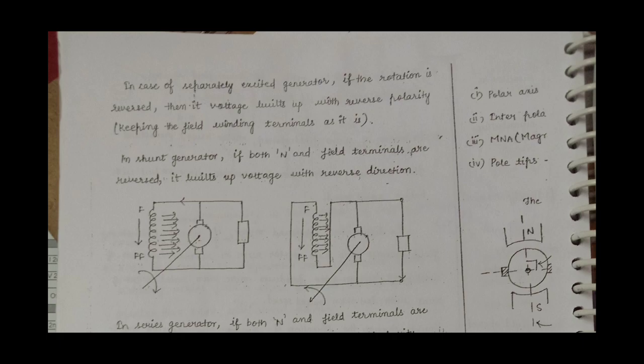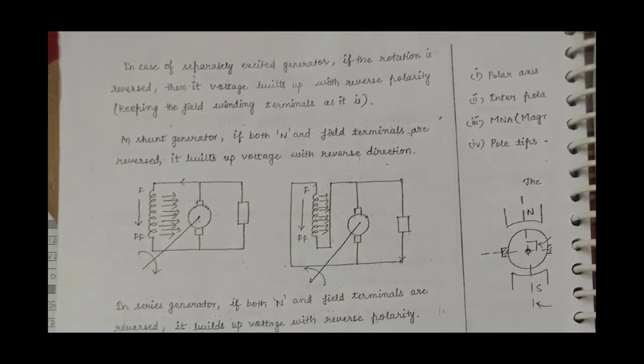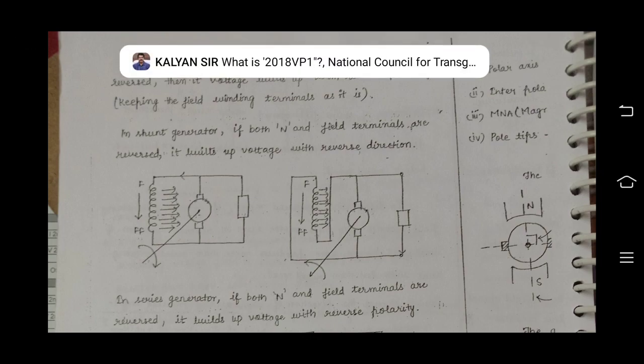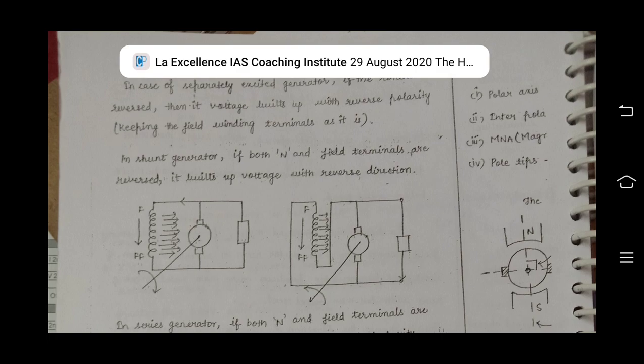In case of separately excited generator, if the rotation is reversed, then voltage builds up with the reverse polarity.